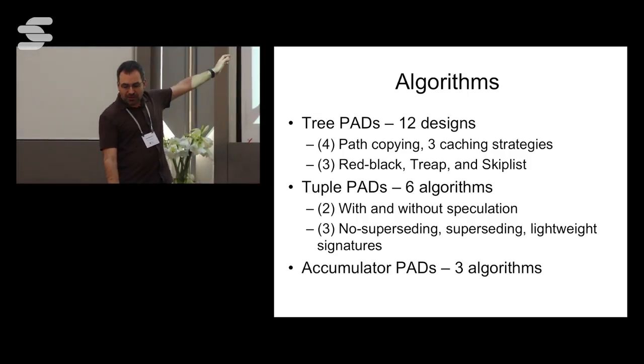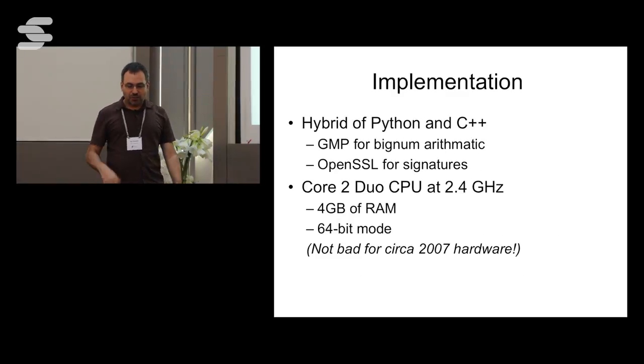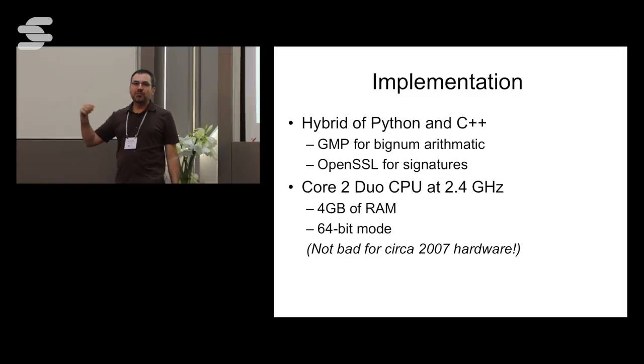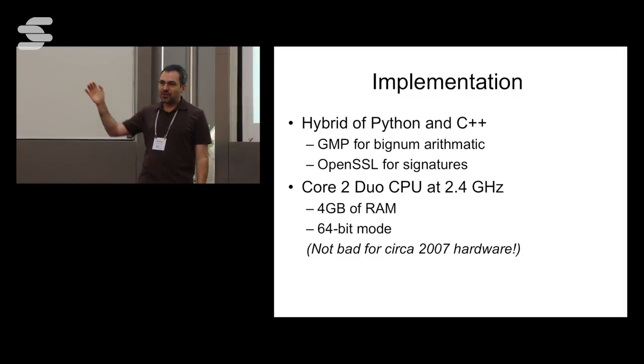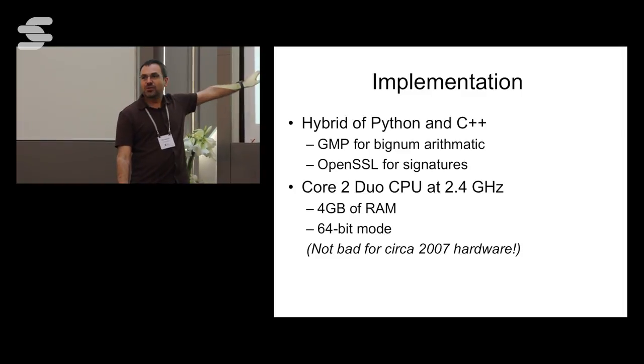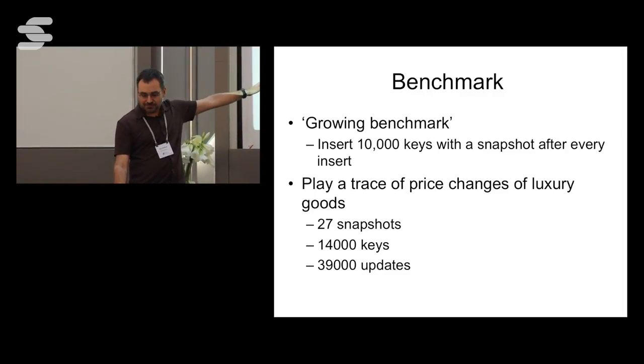So we built all of this stuff. And again, it was this weird hybrid of Python and C++ where we were using a native library for all the big number arithmetic and OpenSSL code to do all the signatures. And again, this is our 2007 slow machine.